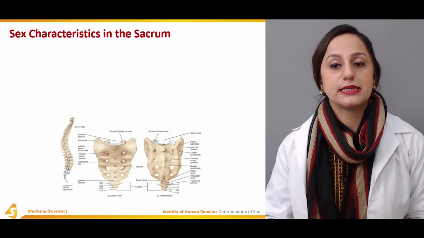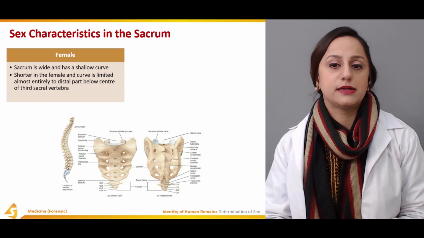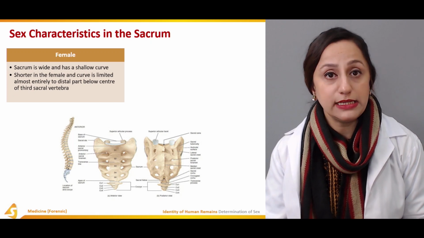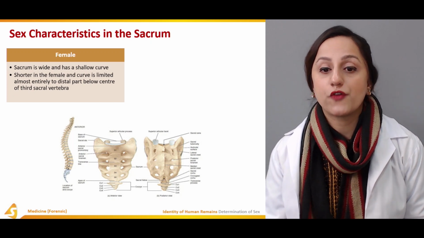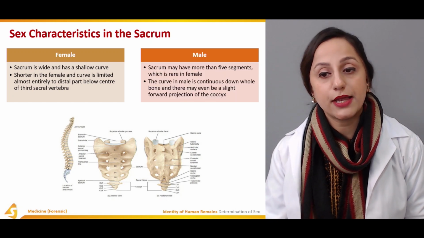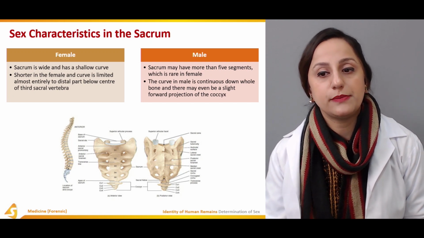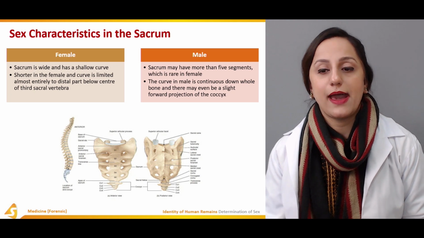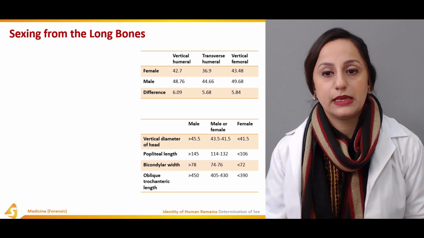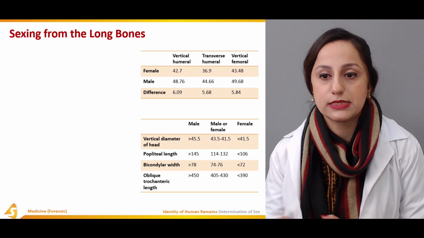So the sex characteristics in the sacrum. In the females, the sacrum is wide and has a shallow curve. It is shorter in the female, and the curve is limited almost entirely to the distal part below the center of the third sacral vertebra. On the other hand, in the males, the sacrum may have more than 5 segments, which is rare in the female. The curve in the male is continuous down the whole bone, and there may even be a slight forward projection of the coccyx.